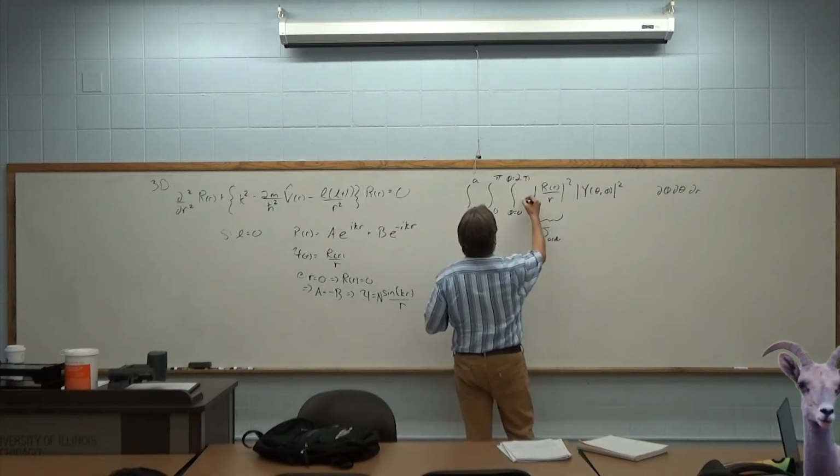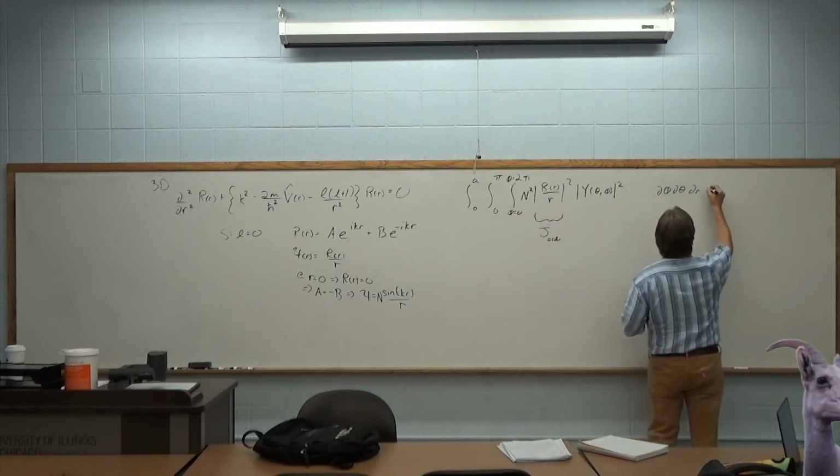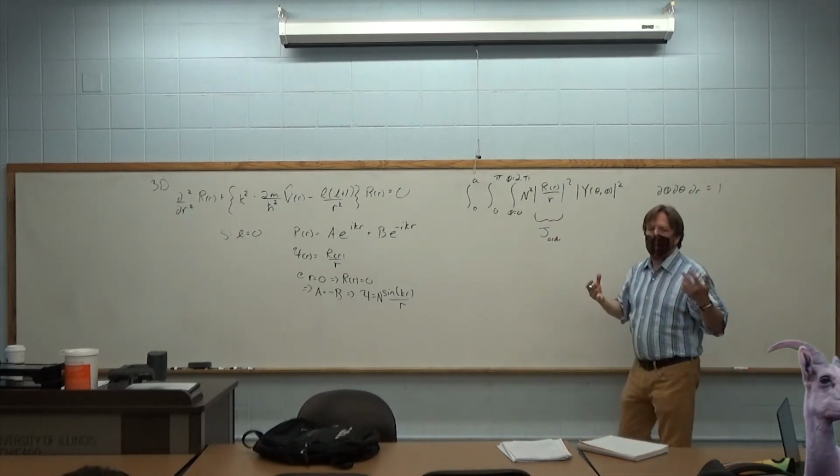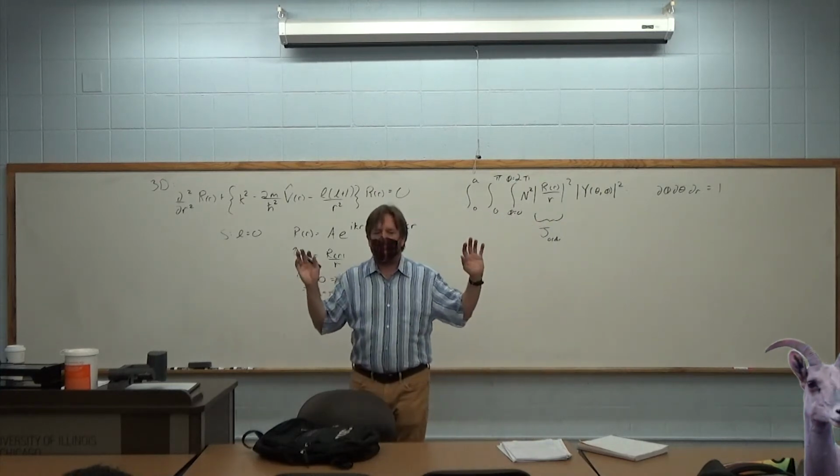Of course, you're going to figure out what n is. n squared equals 1, so you have to normalize it. I have it written down here. You just figure it out.